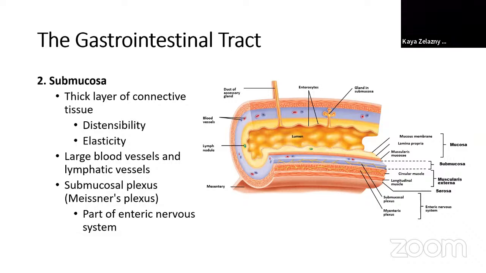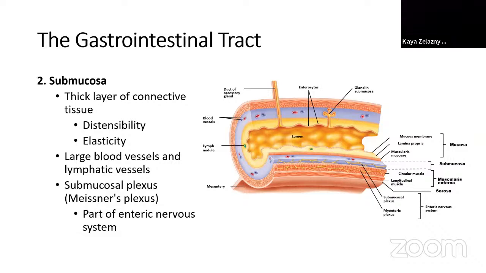There are, again, blood vessels and some lymphatic vessels here in this layer of connective tissue, which if you think about it, kind of makes sense. If you have blood vessels in that innermost layer, they gotta go somewhere, right? They gotta get there somehow too. So they're also traveling through the submucosa.